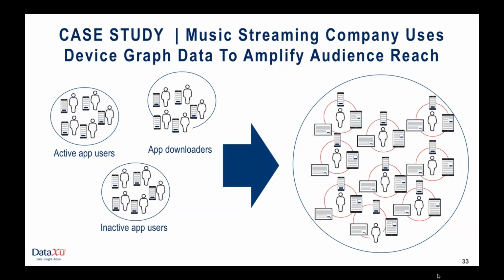So there were three groups of users that we were able to identify and narrow in on using the brand's own mobile app user data. One group was active app users, another was app downloaders, and then finally inactive app users. We were then able to take these pools and, using device graph data, extend them across other devices to maximize our reach.